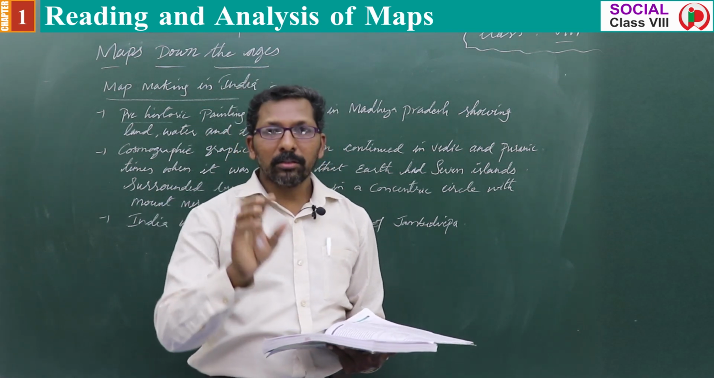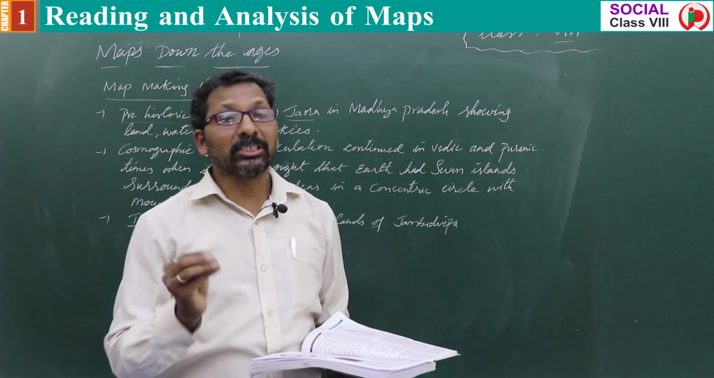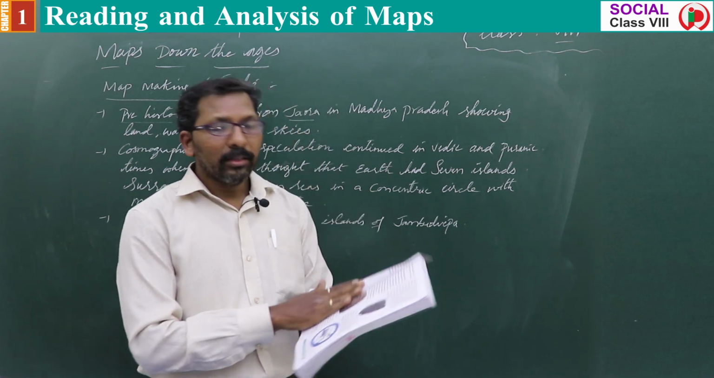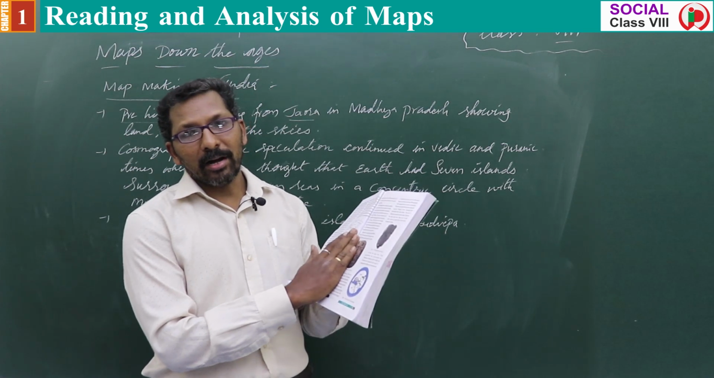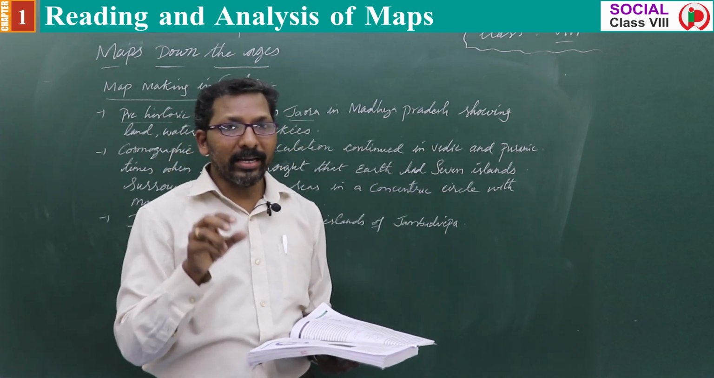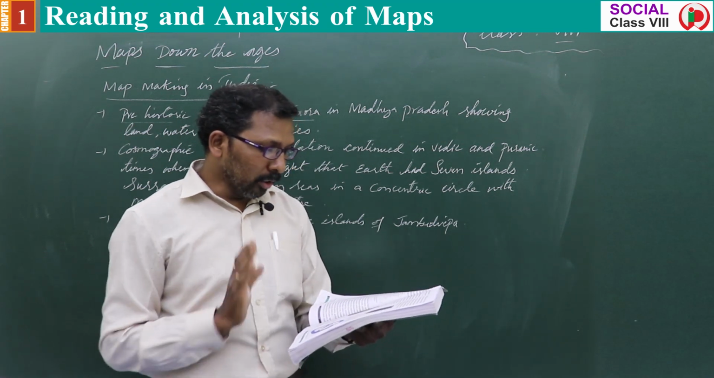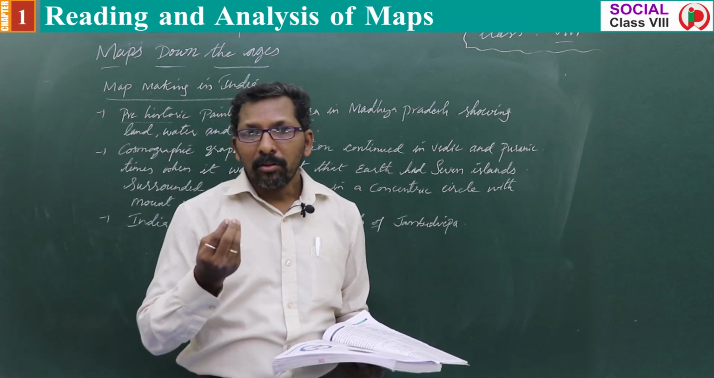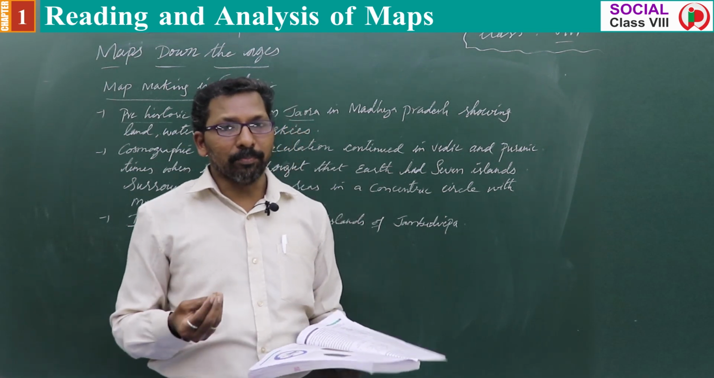So Dvipa means what? Island. For example, Lakshadweep is here. So what is Lakshadweep? It's an island. So like that, there are 7 islands which are surrounded by 7 seas, and India is located in Jambu Dvipa. And what more have we got from this particular period of time, right?